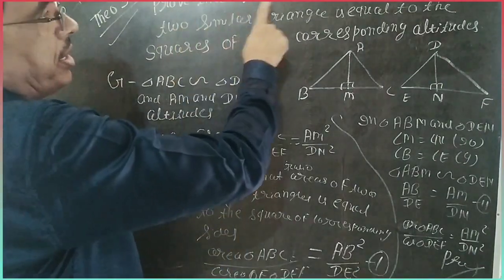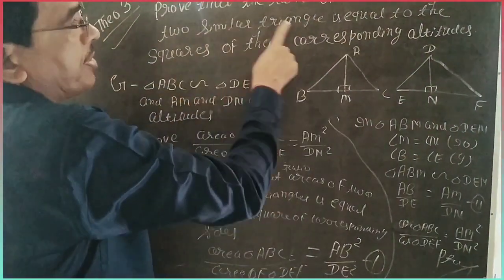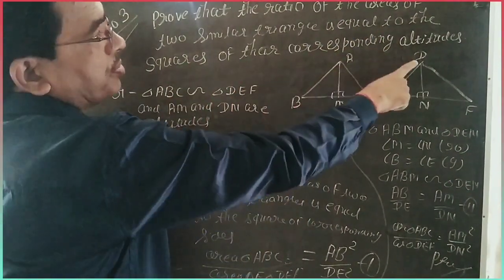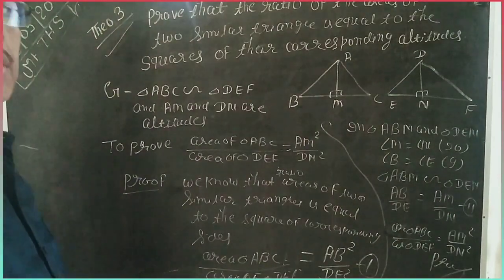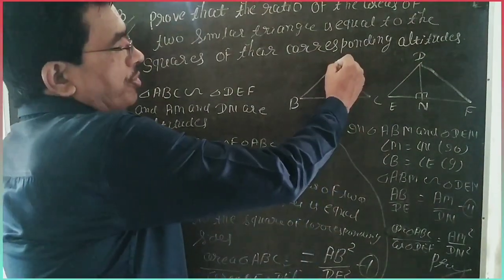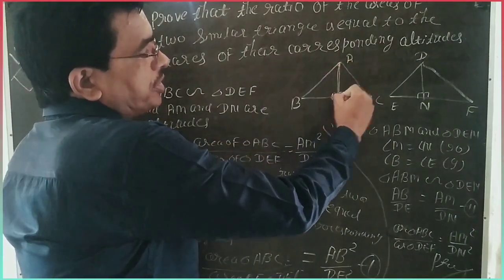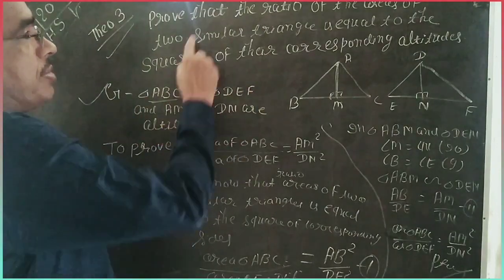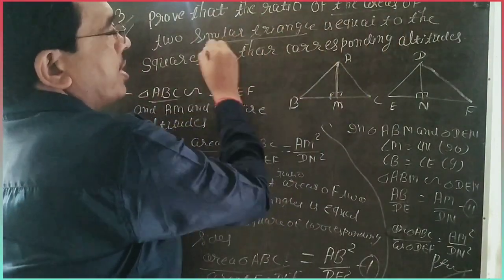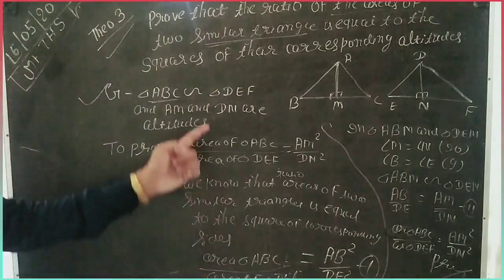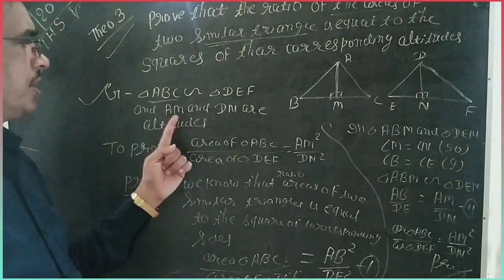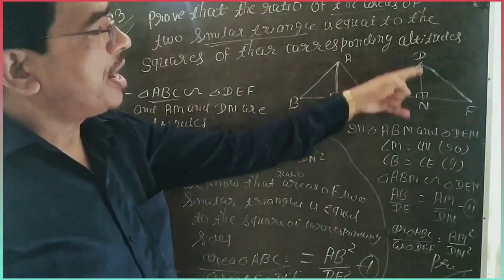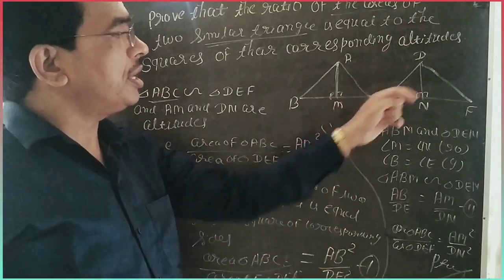Now see theorem 3. Prove that the ratio of the areas of two similar triangles is equal to the square of their corresponding altitudes. An altitude is a line segment drawn from the vertex and perpendicular to the opposite side. Dear student, it is given that the triangles are similar. So I write triangle ABC similar to triangle DEF, and AM and DN are the altitudes. That means AM is perpendicular to BC and DN is perpendicular to EF, because these are the altitudes.